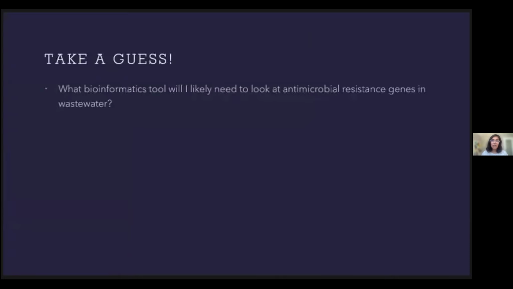So what bioinformatics tool do you think I will likely need to look at antimicrobial resistance genes in wastewater? I've introduced just 3 tools, so forget what I said about variant calling.